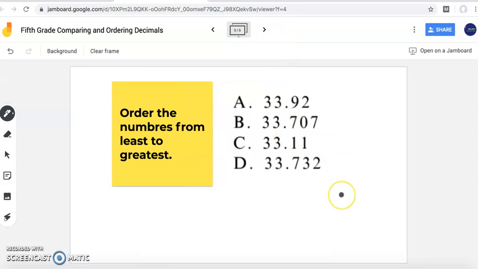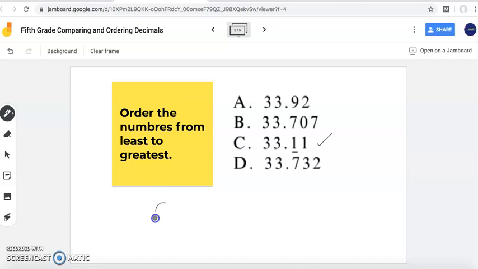Now for this next one, order the numbers from least to greatest. Now I'm looking at these four numbers I have. I have all these numbers that all have 33 as my whole number. So the first thing I'm going to do is first recognize that and know that now I need to look to the right of my decimal point. I need to look at my tenths place. Now in this number I have 9 tenths, 7 tenths, 1 tenth, and 7 tenths. So right away I'm going to be able to identify that 33 and 11 hundredths is the smallest number, because notice in my tenths place the value is 1 tenth, making this the smallest number.